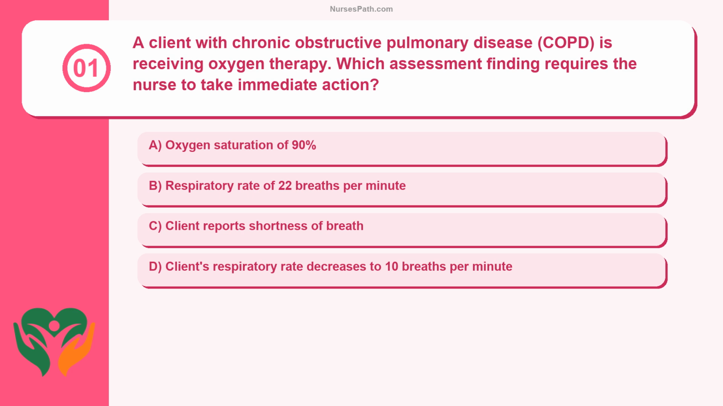Question 1. A client with chronic obstructive pulmonary disease, COPD, is receiving oxygen therapy. Which assessment finding requires the nurse to take immediate action? A. Oxygen saturation of 90%. B. Respiratory rate of 22 breaths per minute. C. Client reports shortness of breath. D. Client's respiratory rate decreases to 10 breaths per minute.